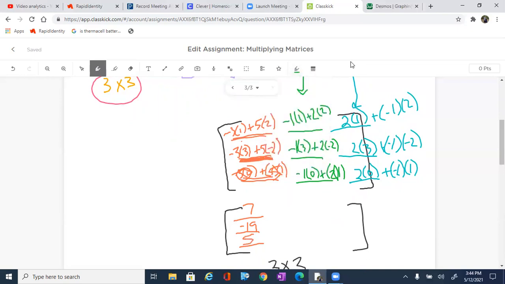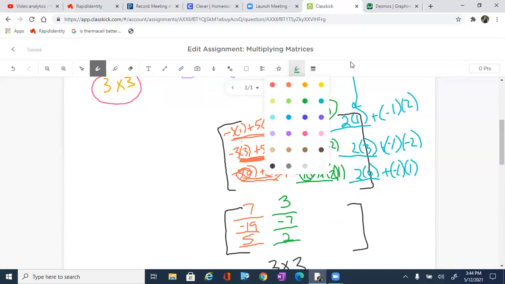Okay. And you can use Desmos, you can use a calculator to do this, but you're now just simply finding all the pieces. So -1 times 1 is -1, plus 2 times 2 is 4, so that is 3. -1 times 3 is -3, plus 2 times -2 is -4. There we go. That is going to be -7. And then we get -1 times 0 is 0. 2 times 1 is simply just going to be 2.